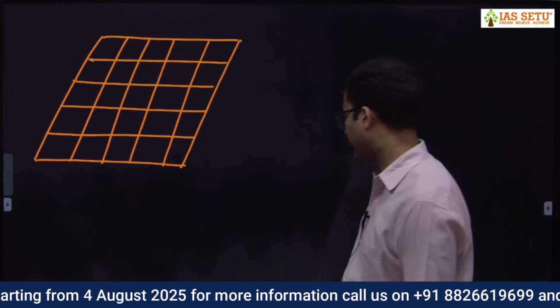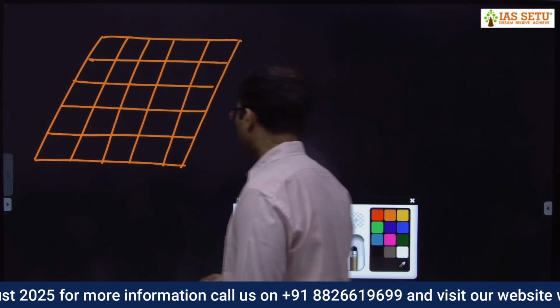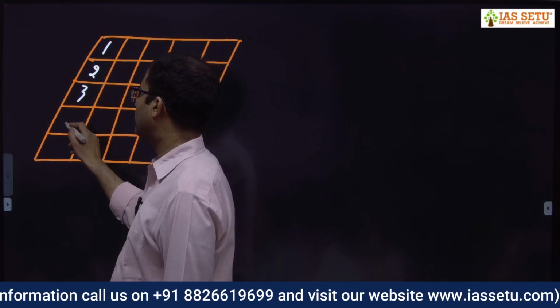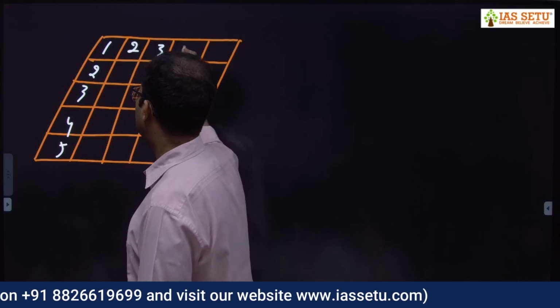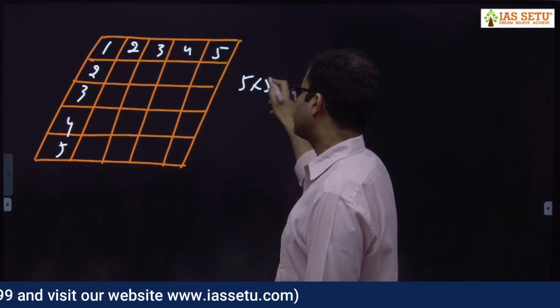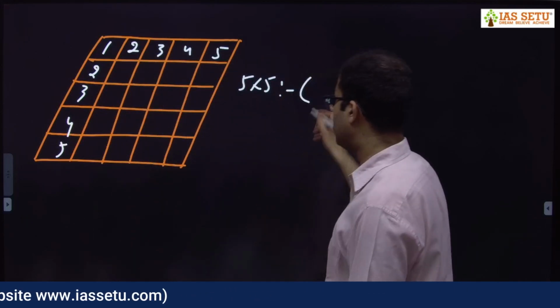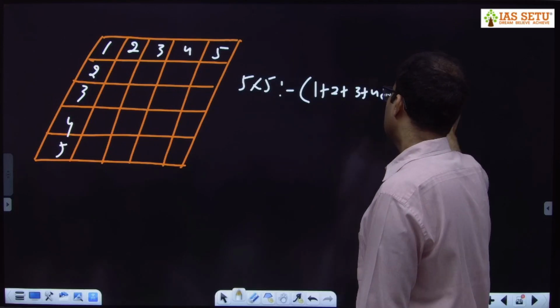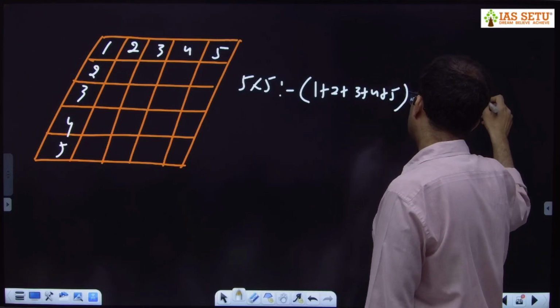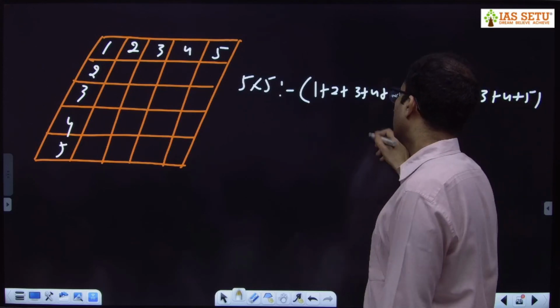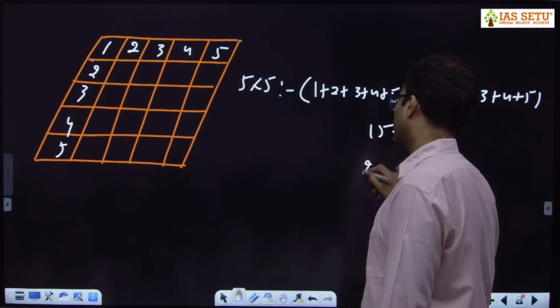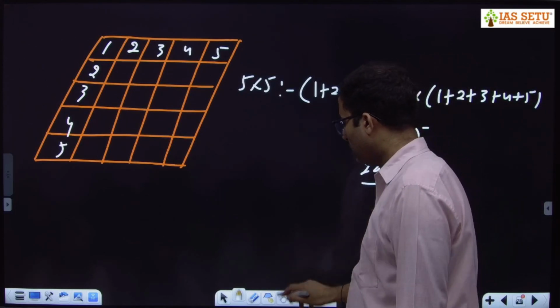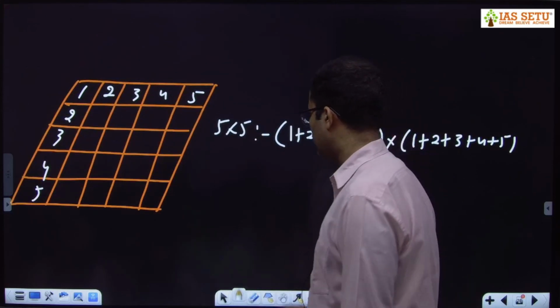Done. What is the answer? 1, 2, 3, 4, 5. This given figure is 5 by 5. Bracket start 1 plus 2 plus 3 plus 4 plus 5, second bracket start 1 plus 2 plus 3 plus 4 plus 5. 15 into 15, 225. Now type 2 for parallelogram.